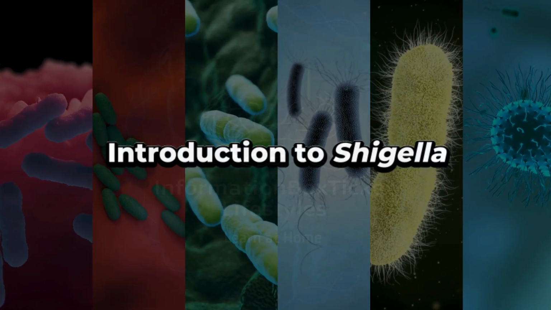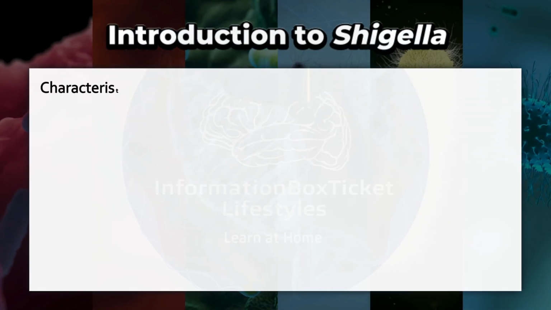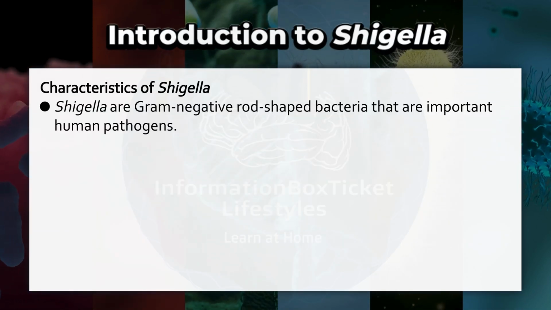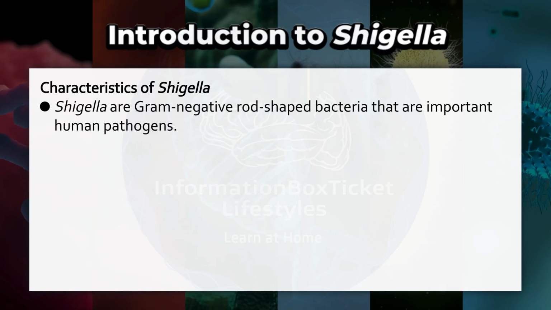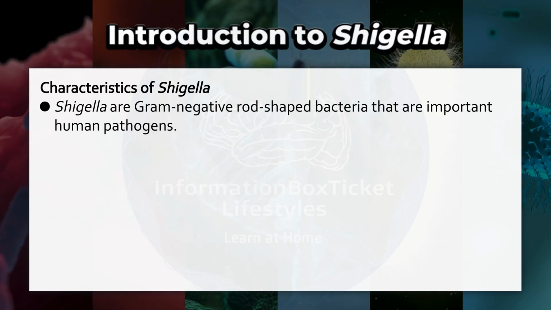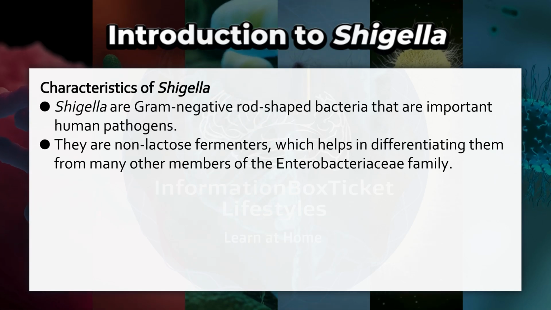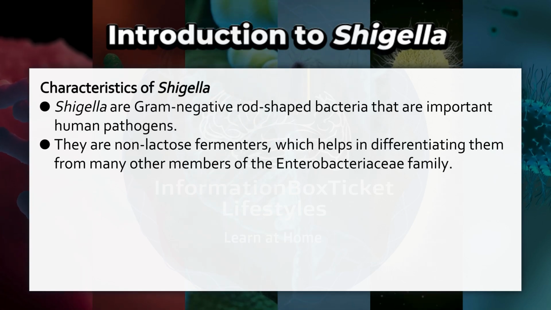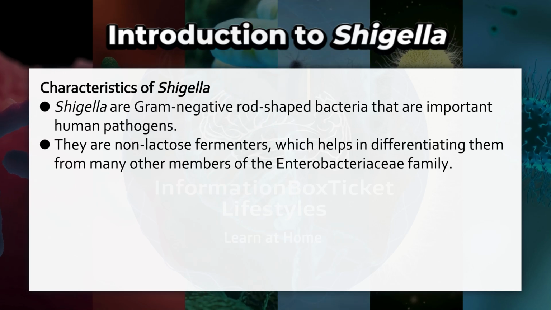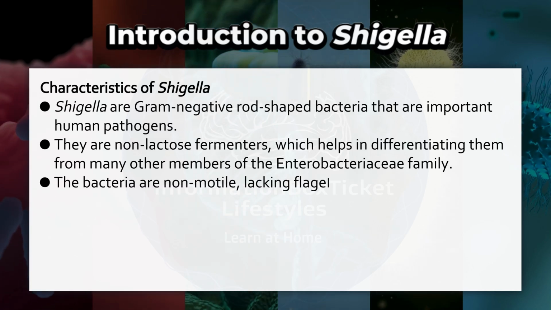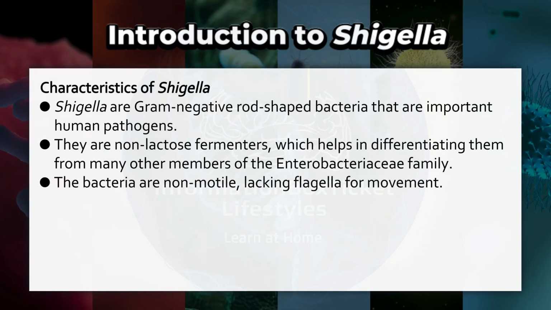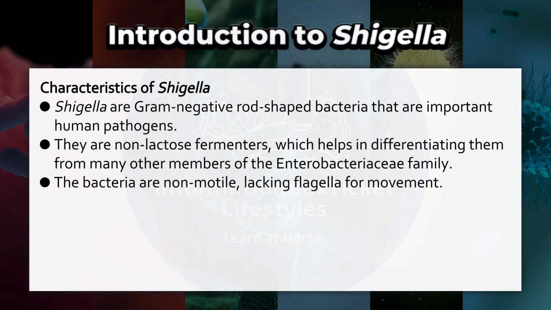Introduction to Shigella. Characteristics of Shigella. Shigella are gram-negative, rod-shaped bacteria that are important human pathogens. They are non-lactose fermenters, which helps in differentiating them from many other members of the Enterobacteriaceae family. The bacteria are non-motile, lacking flagella for movement.